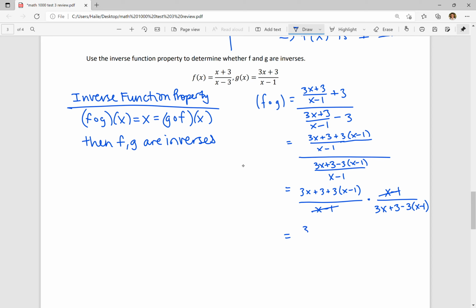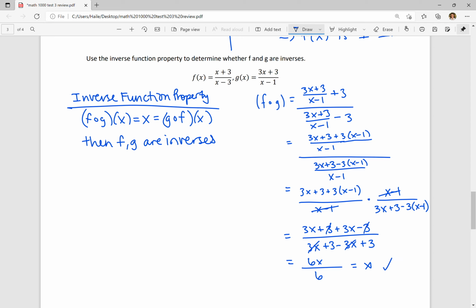And so we can say that this is 3x plus 3x minus 3, all over 3x plus 3 minus 3x plus 3. So let's see what happens here. On the top, we can add 3x and 3x to get 6x. 3 minus 3 is 0, so those are going to cancel. On the bottom, 3x and minus 3x cancel out, and we have 3 plus 3 is 6. So if we do this final division, 6x divided by 6 is just x.